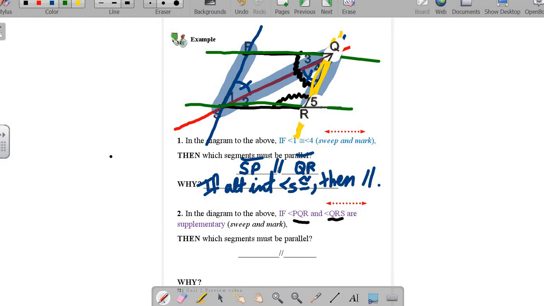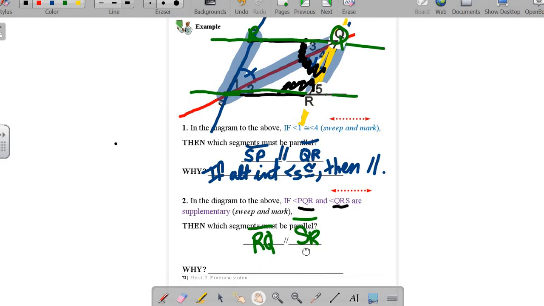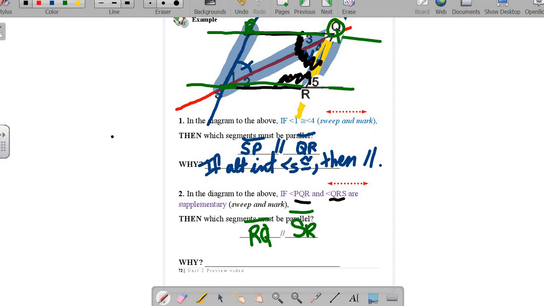So the lines that are parallel because of these two would be RQ is now parallel to SR, and the reason is that these angles right here are consecutive interior angles, and you are told that they are supplementary. So if consecutive interior angles are supplementary, then you have parallel lines.